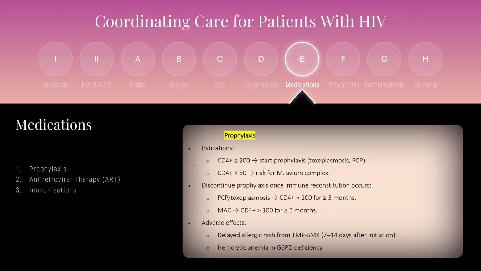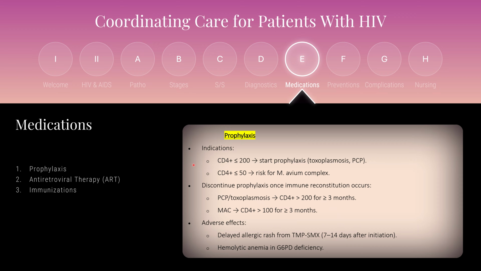The ART, the antiretroviral therapy, is recommended for all HIV positive individuals. ART prevents HIV from replicating and increases CD4 plus count. Most patients take 2 to 3 medications from at least 2 drug classes. Combination pills are available to simplify therapy.